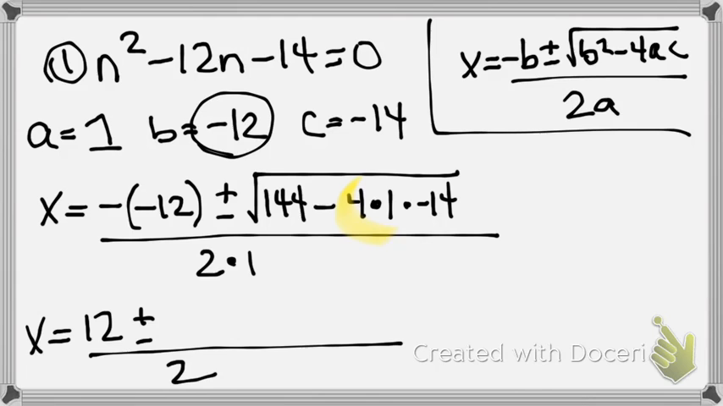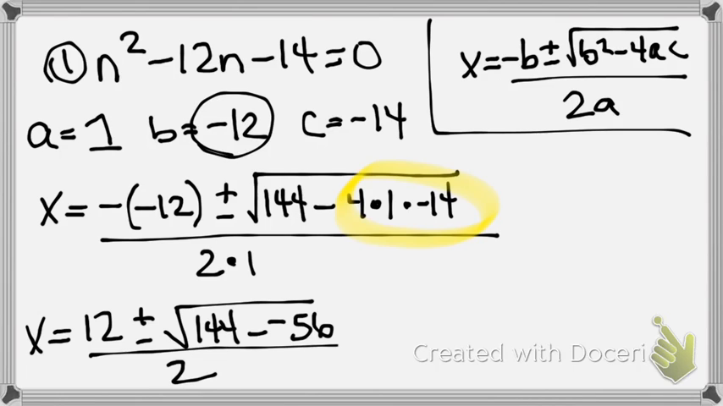Just look at this one piece right here. 4 times 1 is 4. Times negative 14 is, what is 14 times 4? 56. So right there, that under the radical sign is going to turn into 144 minus negative 56, which is the same as plus positive, right? Because that little piece I circled is negative, but you're subtracting it, so that turns into a plus.